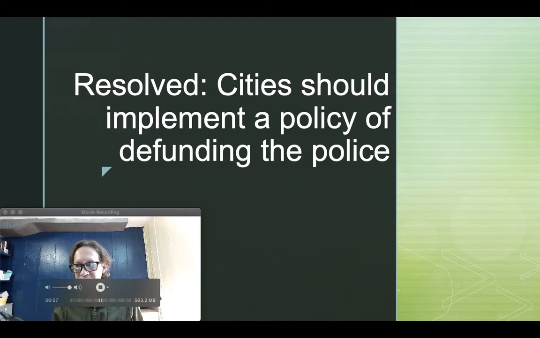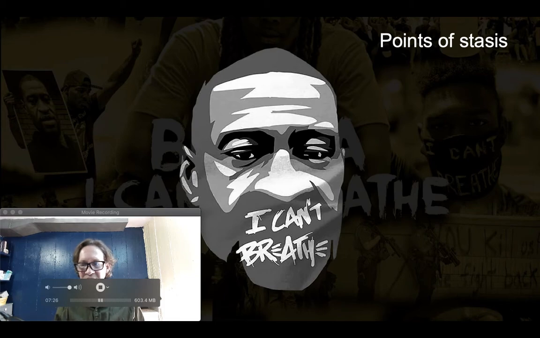Our second resolution that we'll debate for 2 debates is a policy resolution, and this is one that calls for a change in policy, so the points of stasis will be a little bit different. Here, our resolution is resolved: cities should implement a policy of defunding the police. So the affirmative will offer and defend a policy of defunding the police, and the negative will argue against those policies. So the points of stasis here can be summarized in, again, 3 main ones.